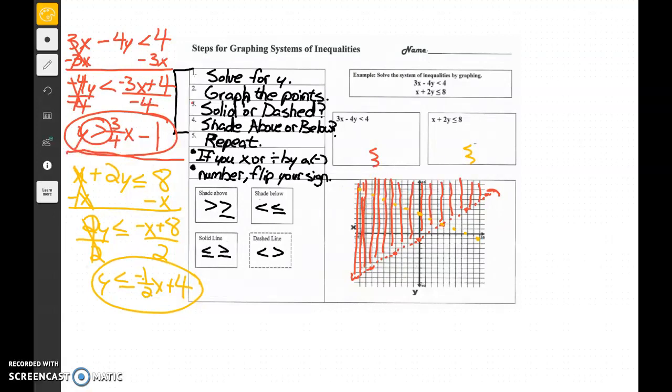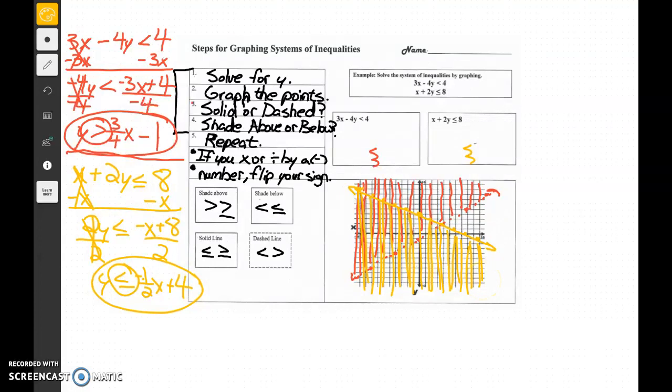Perfect. Once I get that taken care of, next I need to identify if it's a solid or dashed line. In this one, it's got an equal to underneath it, which means it's going to be a solid line. I'm going to go ahead and graph that. Then it says y is less than, and less than means to shade down. So in this problem, I'm going to shade everything underneath. I'm just going to take from my line and go straight down. Once I have that taken care of, I've completed my problem.